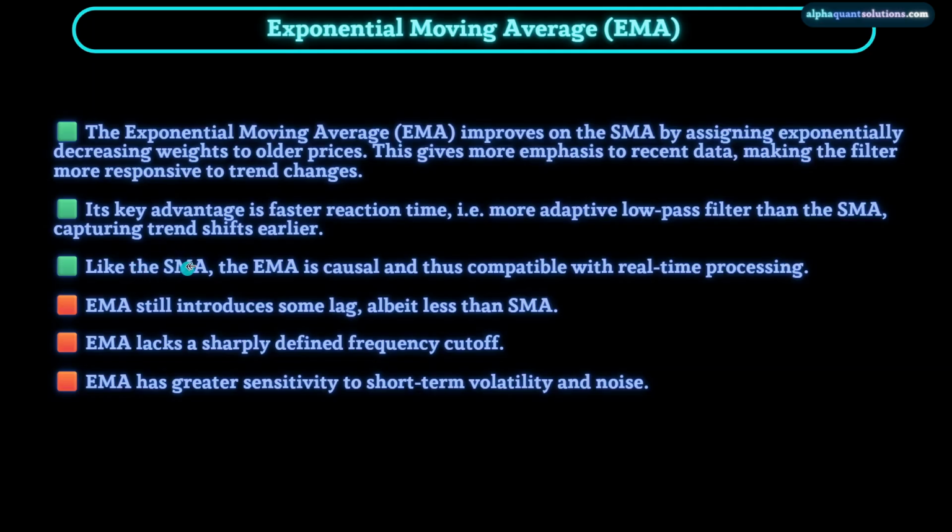And what do they have in common, the SMA and the EMA? They are both causal filters, and they are hence both compatible with real-time applications. Moving now to the three main liabilities of the EMA. The first one, also a very well-known one, is that the EMA still does introduce some lag, even if that lag is lower than what an equivalent SMA might introduce. The second is that the EMA lacks a sharply defined frequency cutoff. And finally, the EMA has a greater sensitivity to short-term volatility and noise. And this is really a major point when we want to use the EMA for trading and investing decisions.